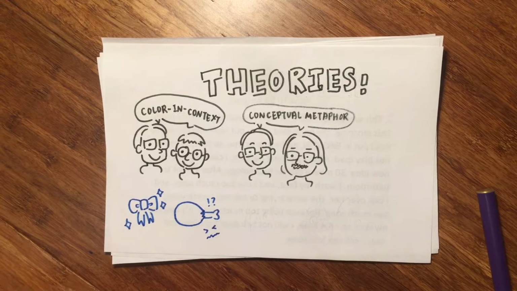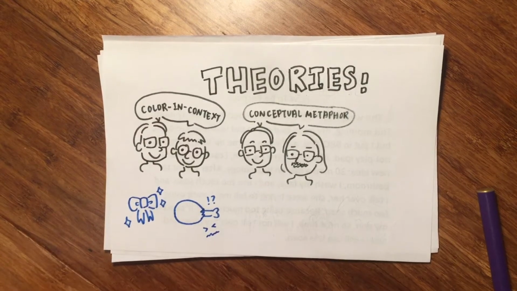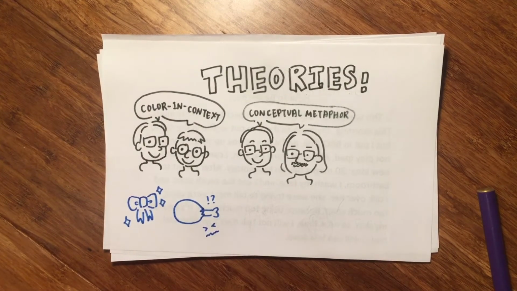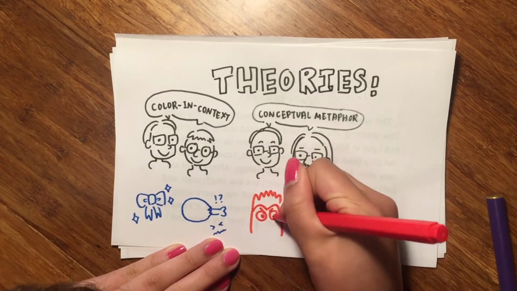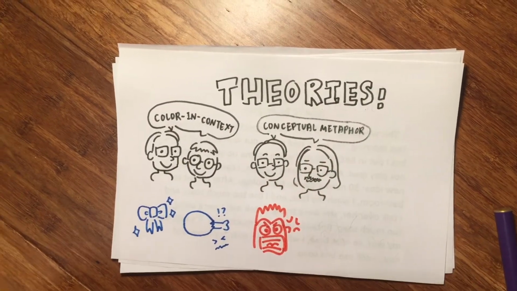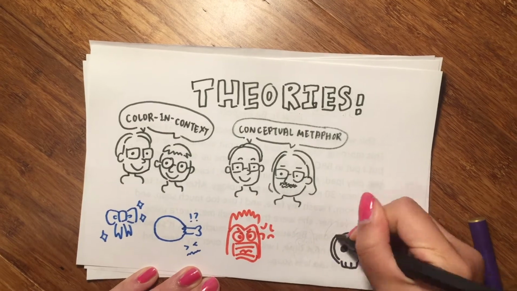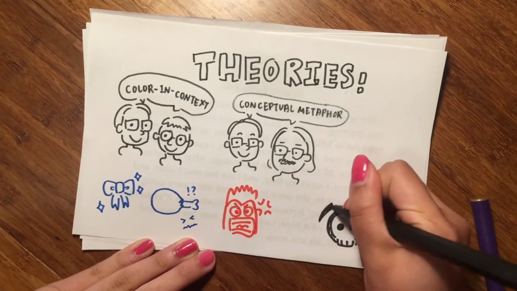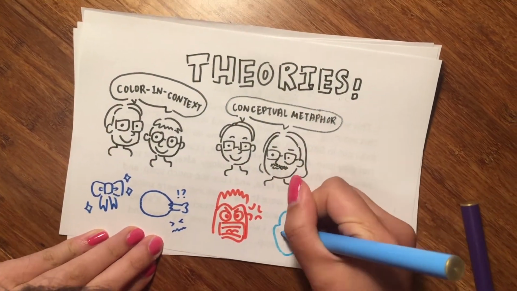As for conceptual metaphor theory, it talks about how people use metaphors of color to navigate the social world. For example, red is often associated with anger. Black is associated with bad things, and white is often associated with good things.